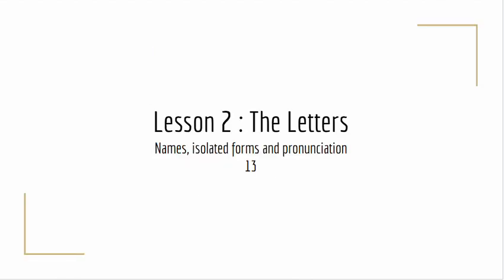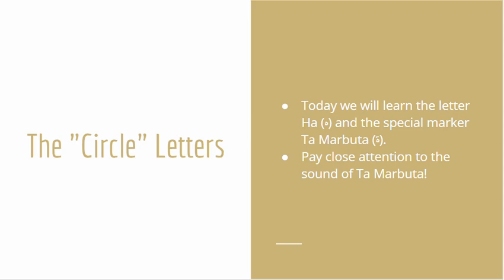I will be with you today in our next lesson in our series Let's Learn to Read the Quran. Today is the 13th part of our second lesson, the letters. We will learn names, isolated forms, and pronunciation of our next two letters. I would call them the circle letters because they look just like circles. You will see now. We will have ha and ta marbuta.